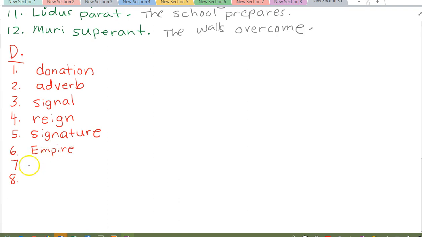And number 7, her arrogance. Now that was a hard word. Most of you got through this. But when you're arrogant, you're really proud, overly proud of yourself.